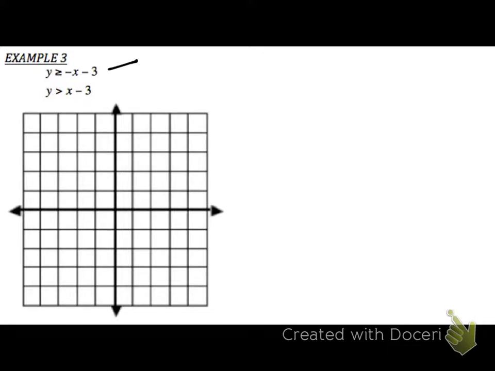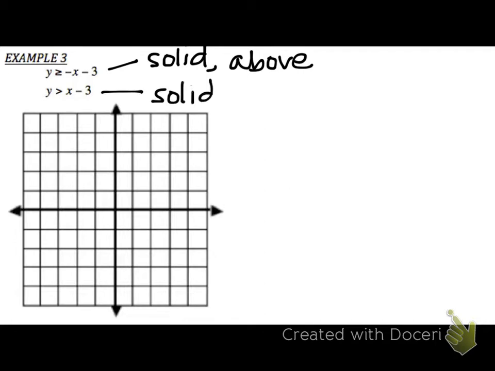This one is going to be a solid line, shaded above. This one, however, is going to be a solid line, shaded above. Let's check it out. So the first equation starts at -3 and has a slope of -1/1, so it's going down. And it's going to be shaded above. It's a lot of shading.